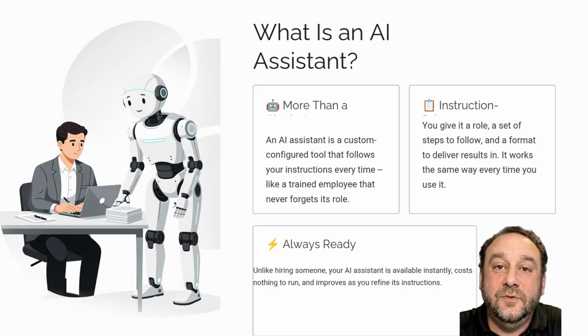The key difference between a normal AI interaction and an assistant is structure. Assistants follow a predictable process. They receive specific inputs, apply instructions step by step, and produce structured outputs. When designed well, assistants save time and help professionals perform routine tasks much faster.